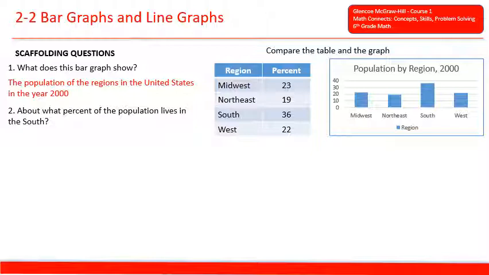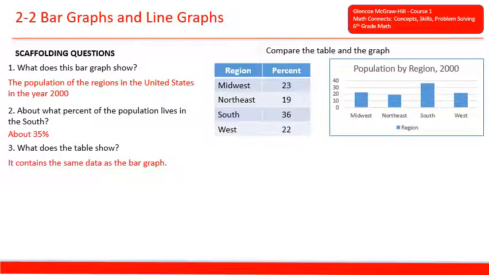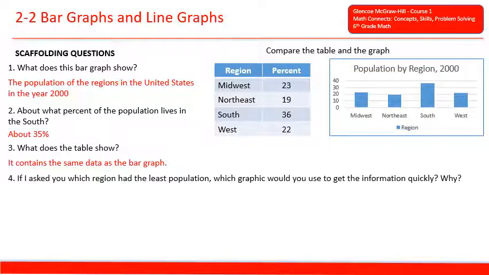About what percent of the population lives in the South? So if we go over and we look at the South, it's about 35%. And how would you figure that out? You would add up all of the, well, it's 36, right? So it's about 35%. And the table contains the same data as the bar graph. So if you look at the Midwest, it's 23%, and then you get 23% on the bar graph. It's just over 20. You can do that right down the line.